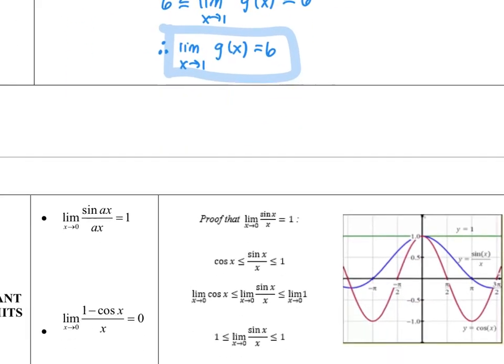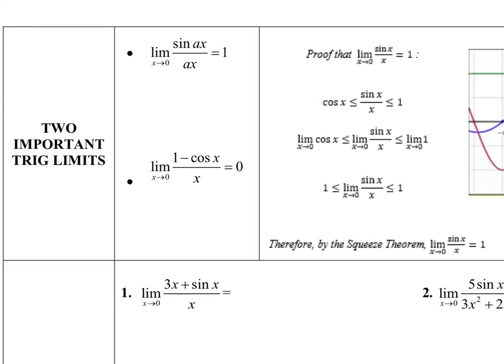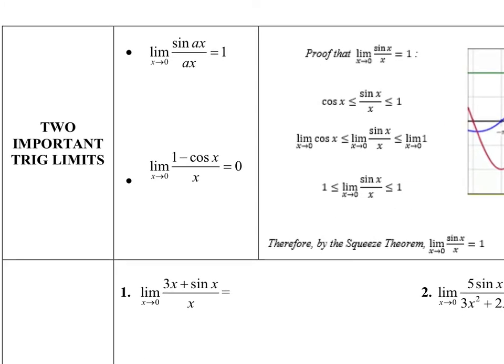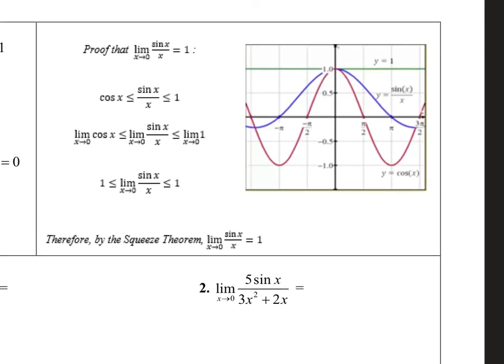Next up, we have two important trig limits here, and they can both be proved by using the squeeze theorem. You've got the proof of one of them over here, and I just have the graphs set up for you. So I've got my cosine x is this red one, and y equals 1 is the green one, and sine x over x is this blue one.